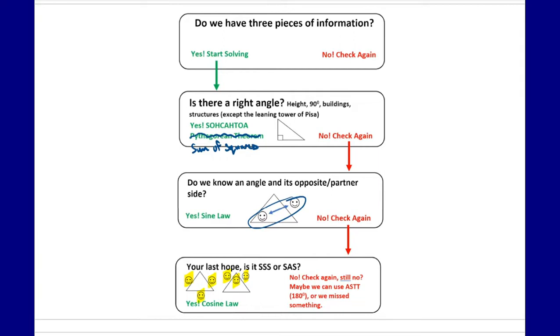Maybe we can use the fact that all angles in a triangle add to 180 to help us find missing pieces of information. So if we get to the very end of this flowchart and we still don't have a correct method, then maybe we missed something, or maybe there's a small calculation we need to do in order to find the correct formula or ratio or law to use.